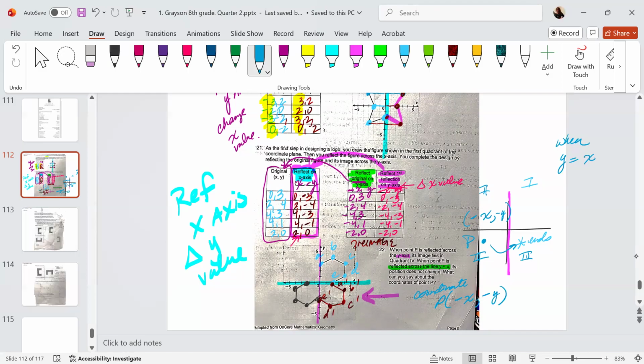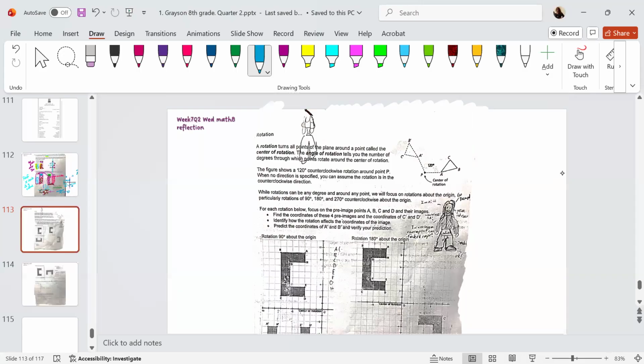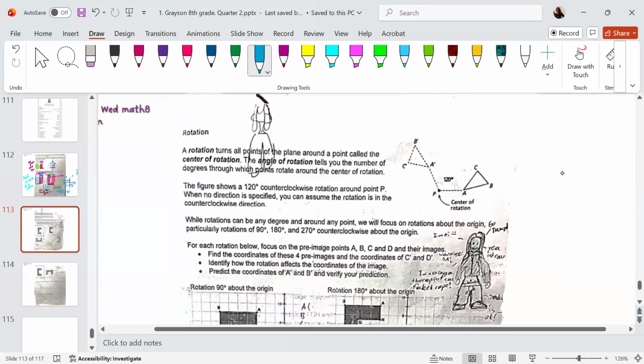But the first part on the reflection is a bit more complicated. Okay, go ahead and read that, please. Rotation turns all the points of the plane around the point called the center of rotation. The angle of rotation tells you the number of degrees through which points rotate around the center of rotation. The figure shows a 120-degree counterclockwise rotation around point P. When no direction is specified, you can assume the rotation is in the counterclockwise direction.